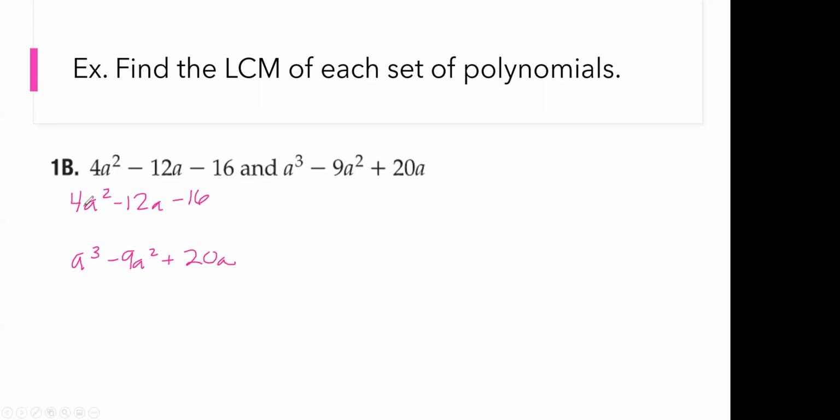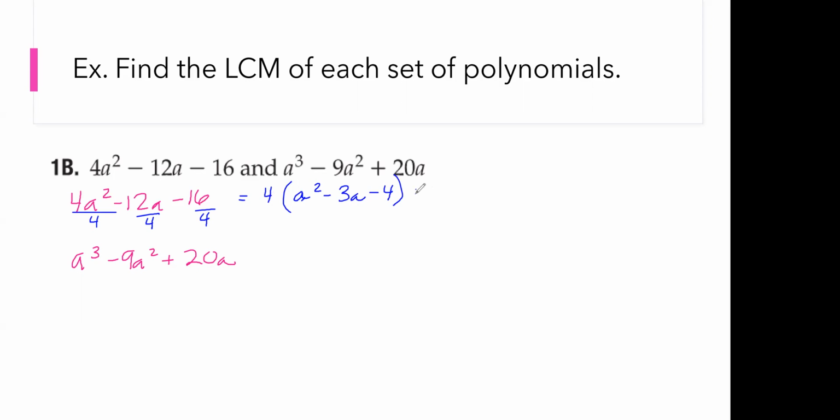Well, I can see that in 4a squared minus 12a minus 16, each of these terms has a common factor of 4 that I can factor out. So that would be a squared minus 3a minus 4. Essentially what I did was divide each one of these terms by 4. I still have my 4, but now it's outside the parentheses: 4 times a squared minus 3a minus 4.